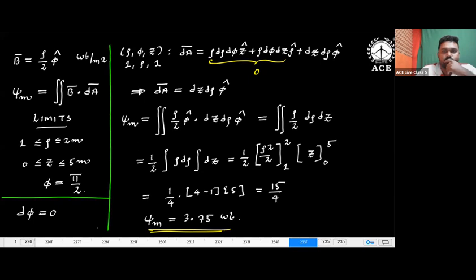3.75. Very good. Now what I'll do here, I'll change the limits. Repeat the previous question for the following limits. I'm going to turn the page.